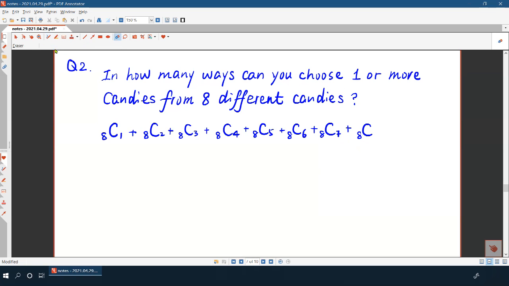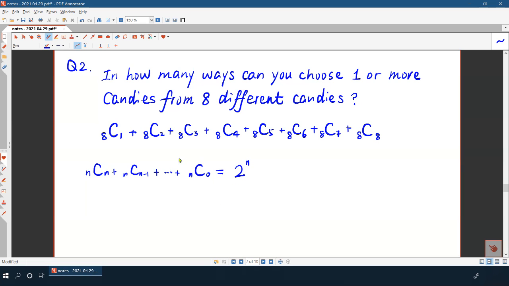This is the total number of ways we can complete the task. So how do we calculate this? Remember that Cn plus Cn minus 1 plus dot dot dot plus Cn0 equals 2 to the n, right?